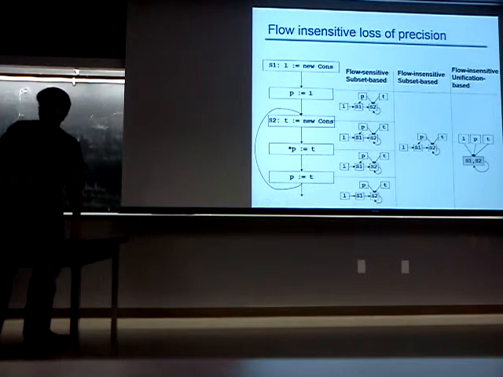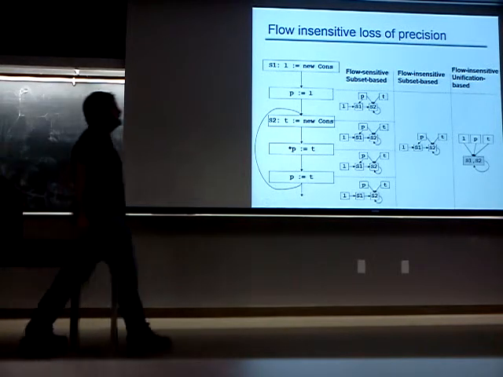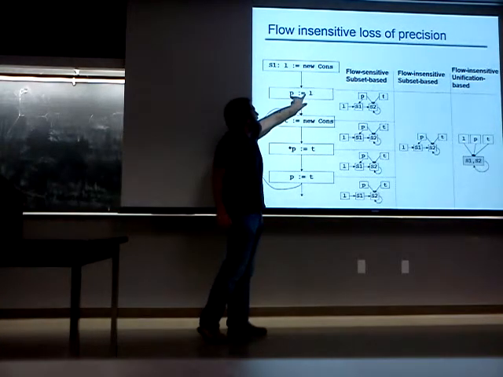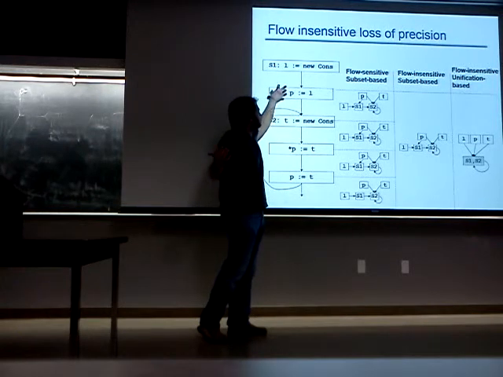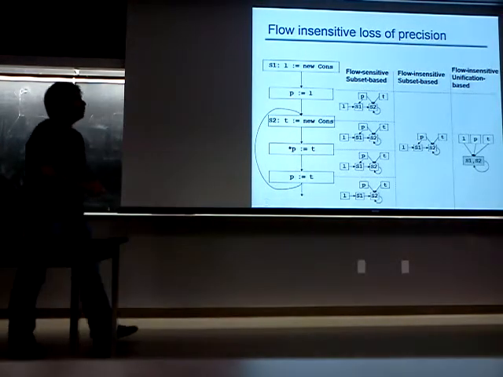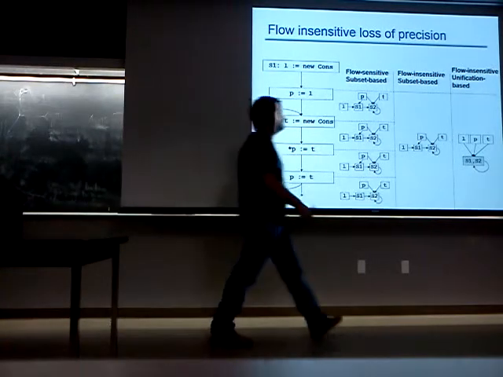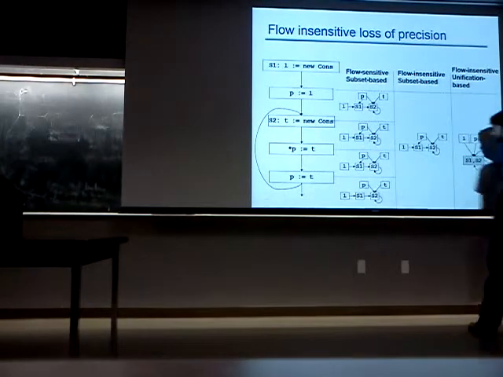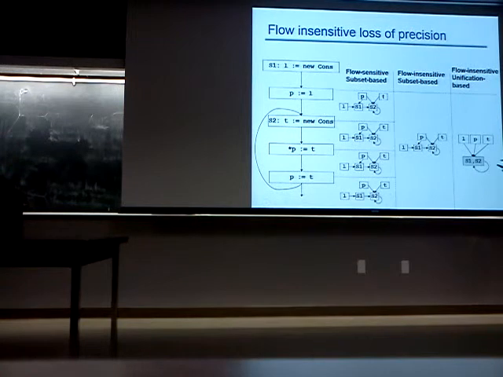Okay? In other words, the reason why it's also called unification is because when you have an assignment like this, the things that P and L point to are, in some sense, kind of unified. Okay? So yes, you're right. This is less precise. We now have only one summary node that represents everything that's allocated in this program ever. We don't distinguish between things that are allocated at X1 and at X2.